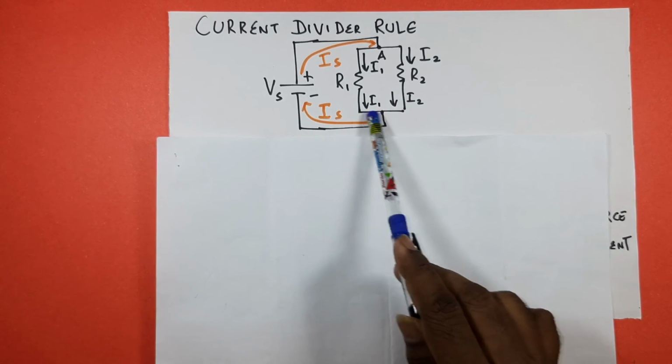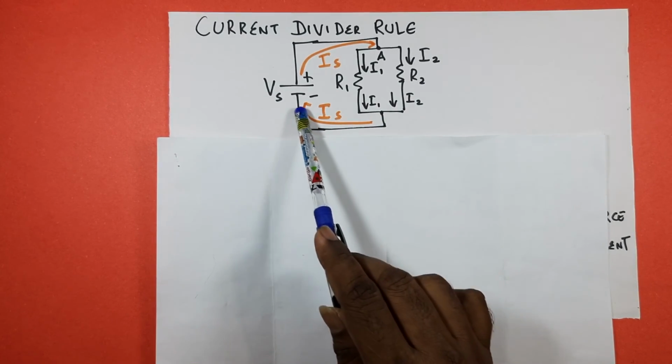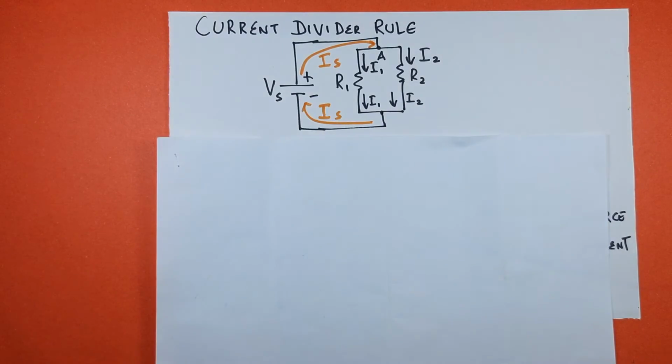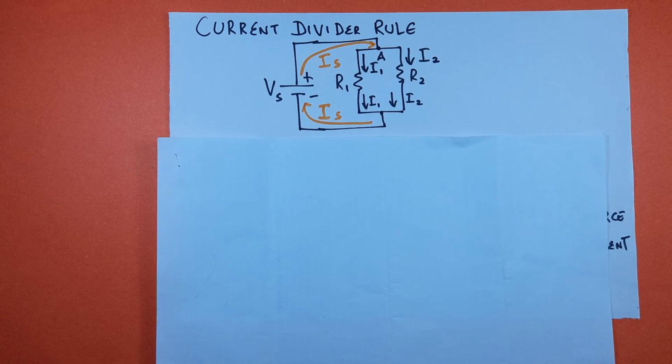At the bottom point, this I1 and I2 combine as Is, and it goes to the negative point of the DC supply. I already told you, current always starts from the positive terminal of the battery or source or DC supply, and it flows through various parts, and finally it reaches the negative terminal of the battery. Then only we can say this is a closed circuit, right? Now, using this current divider rule, you can find the current flowing through a branch.